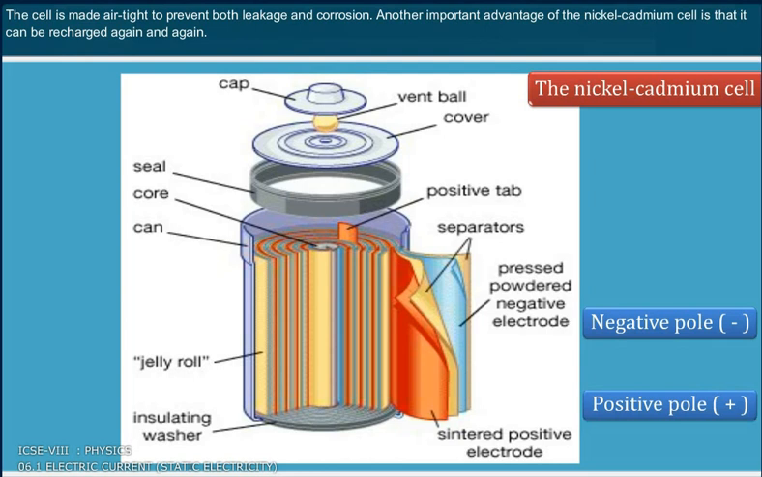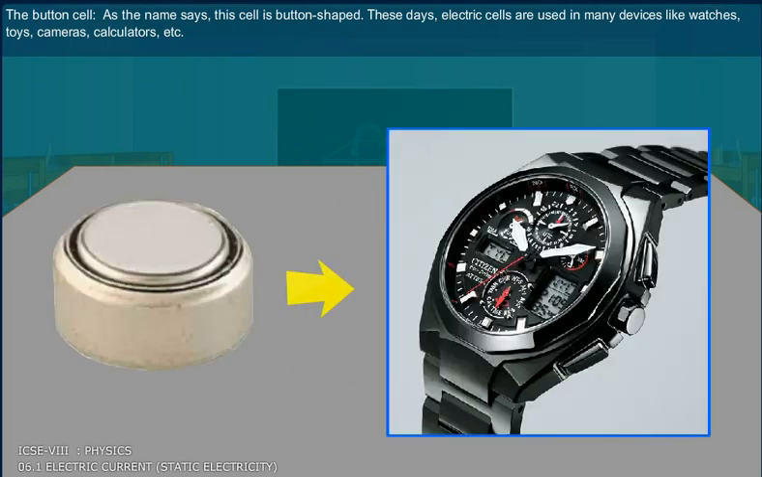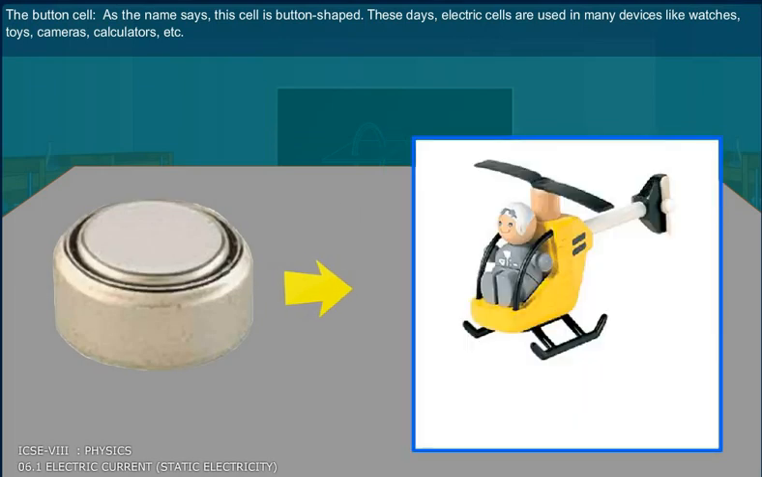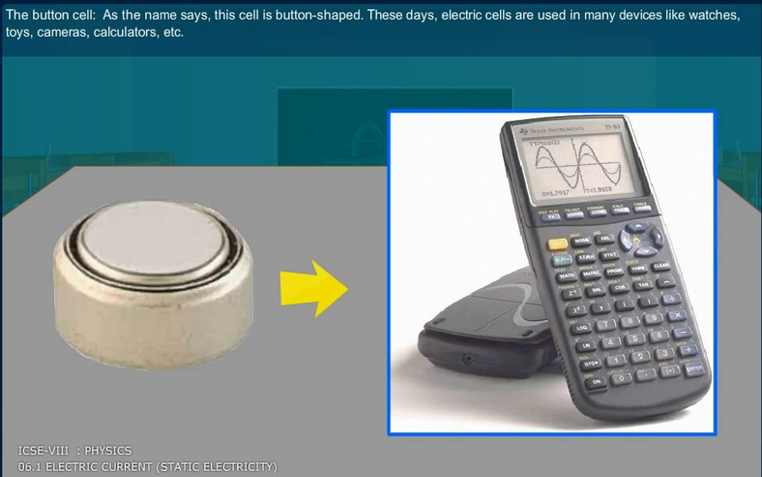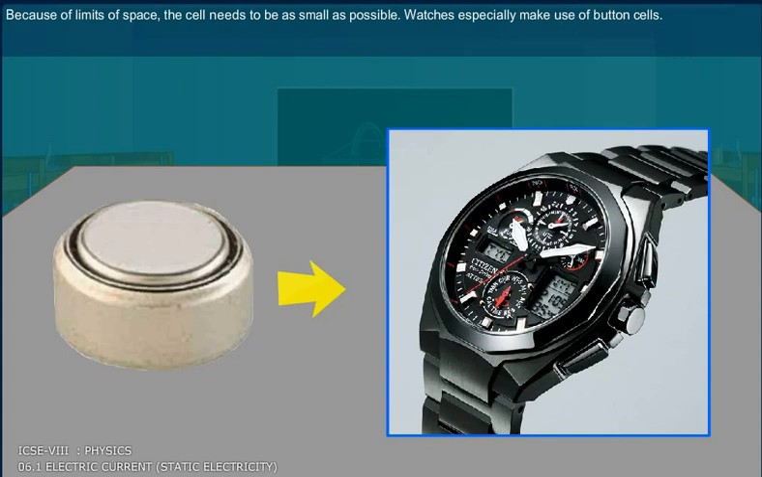Another important advantage of the nickel-cadmium cell is that it can be recharged again and again. The button cell. As the name says, this cell is button-shaped. These days, electric cells are used in many devices like watches, toys, cameras, calculators, etc. Because of limits of space, the cell needs to be as small as possible. Watches especially make use of button cells.